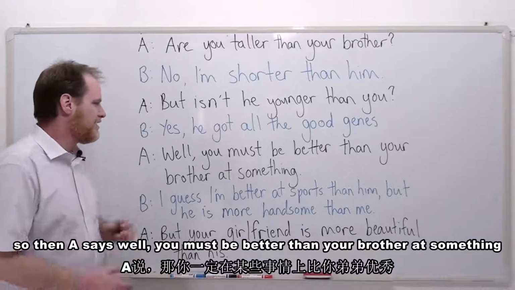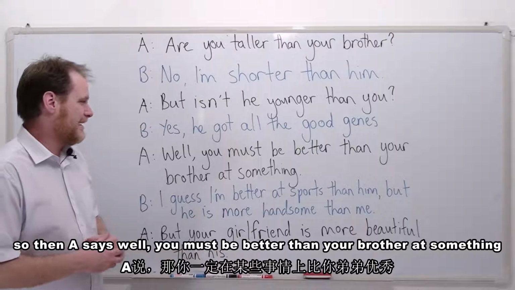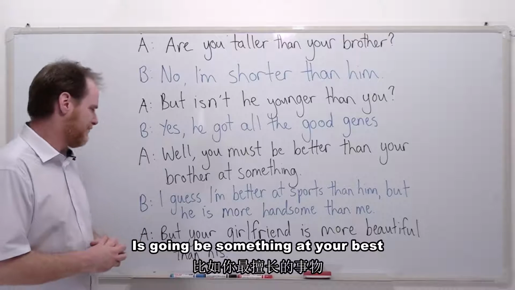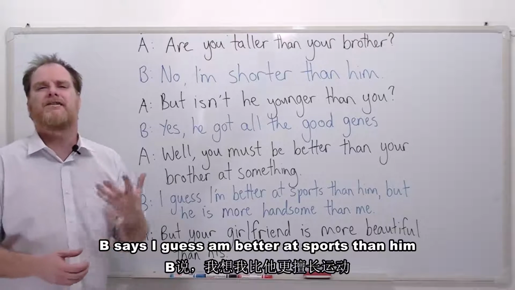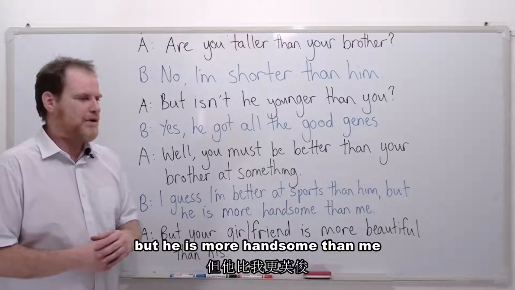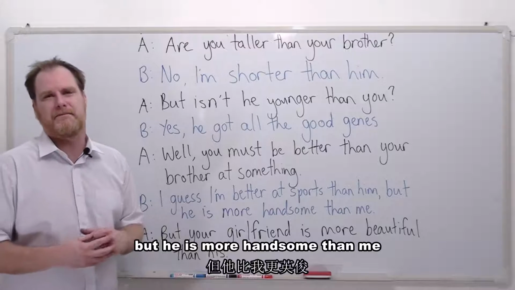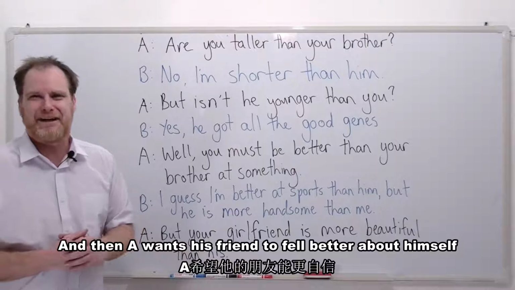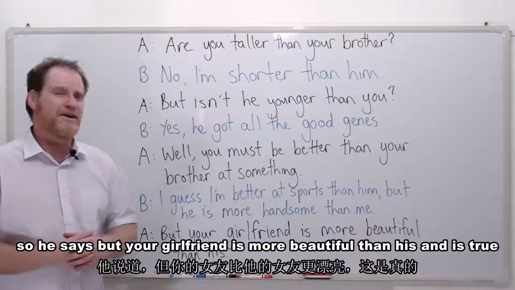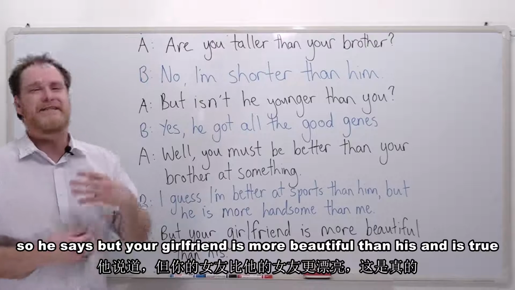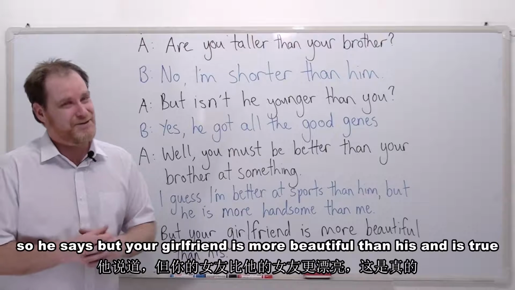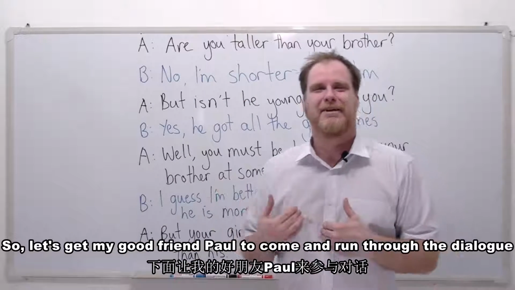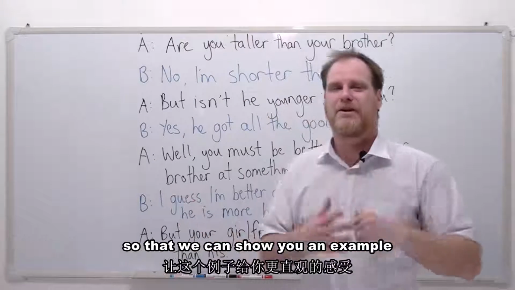Alright, so then A says, well, you must be better than your brother at something. There's got to be something that you're better at. He says, I guess I'm better at sports than him, but he is more handsome than me. And then A wants to make his friend feel better about himself. So he says, but your girlfriend is more beautiful than his. And it's true. So let's get my good friend Paul to come in and run through the dialogue so we can show you an example.